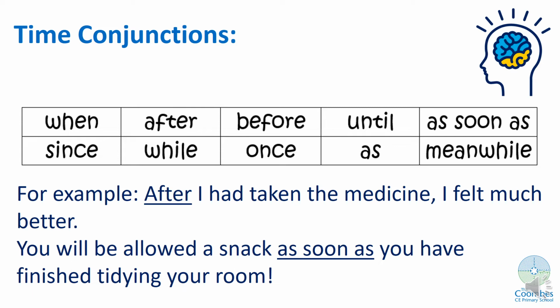Here are some examples of time conjunctions being used in a sentence. After I had taken the medicine, I felt much better. And in this sentence, after is the time conjunction. You will be allowed a snack as soon as you have finished tidying your room. And in this sentence, as soon as is the time conjunction. And you can see here that these words help us to pinpoint the time at which the action or the event in the sentence is taking place.